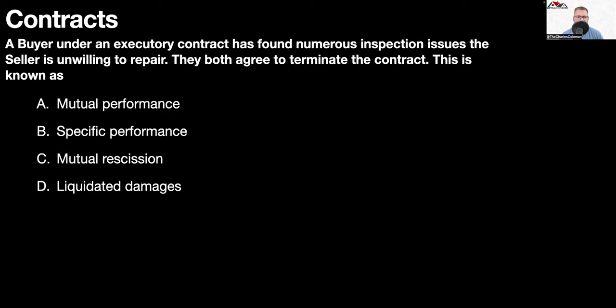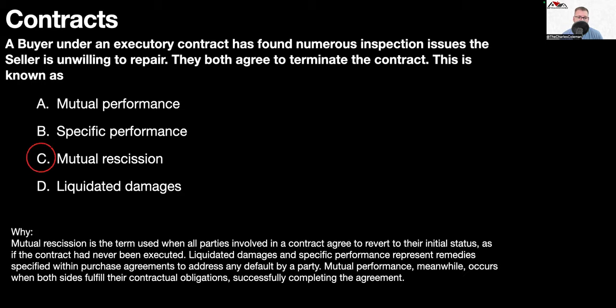A buyer under an executory contract has found numerous inspection issues the seller is unwilling to repair. They both agree to terminate the contract. This is known as mutual rescission. Mutual rescission is the term used when all parties involved in a contract agree to revert to their initial status as if the contract had never been executed. Liquidated damages and specific performance represent remedies specified within the purchase agreement to address any default by a party. Mutual performance, meanwhile, occurs when both sides fulfill their contractual obligations, successfully completing the agreement.